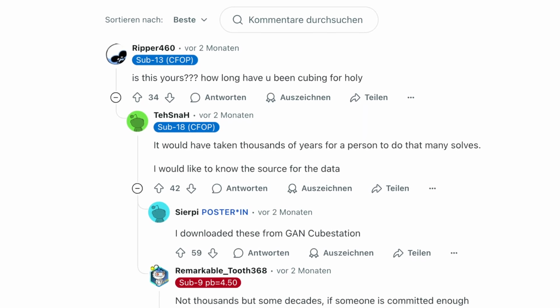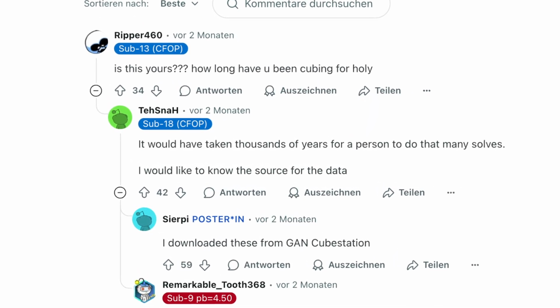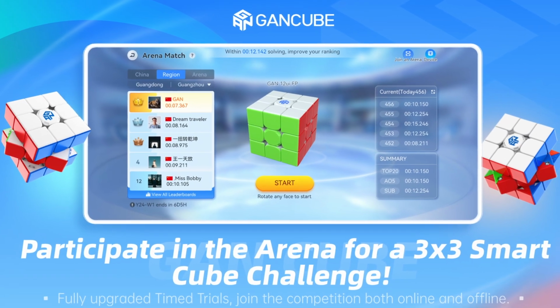And as you can also read in the post's comments, he got the data from the CubeStation app, the software for the GAN smart cubes. And after some back and forth, he was generous enough to send over the data. Thanks for that, SierpinskiBrot. So, with the data at hand, let's take a look at what's inside.